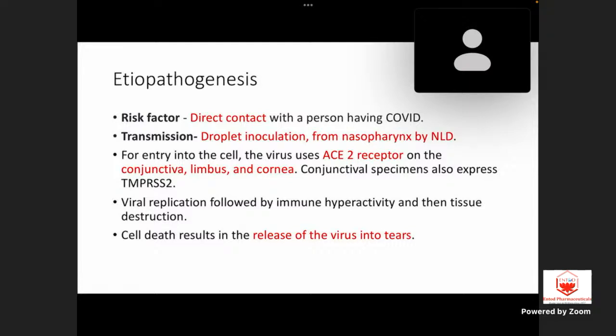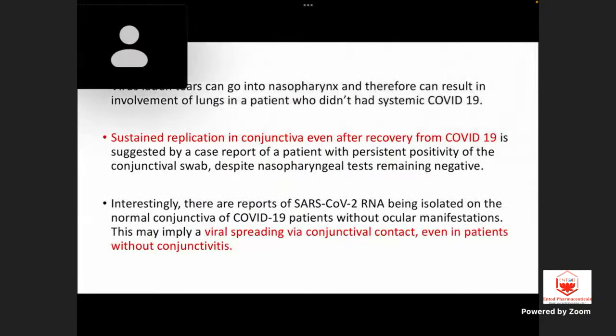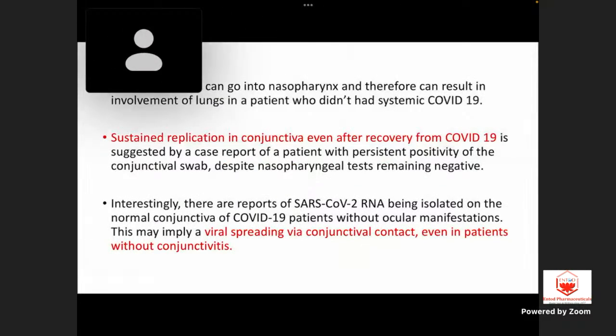Now, after the entry of the virus into the cell, there is viral replication followed by immune hyperactivity and then tissue destruction. After tissue destruction, cell death results in the release of virus into the tears. The virus-laden tears can go into the nasopharynx and can therefore result in involvement of the lungs in a patient who didn't have systemic COVID-19 and initially presented only with COVID-19 conjunctivitis.